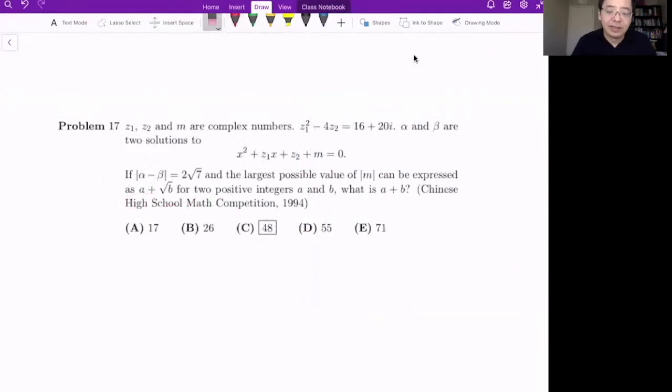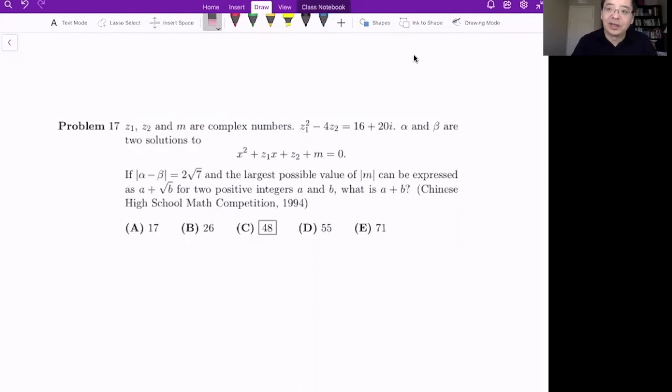Problem number 17. This is a problem about complex numbers combined with a quadratic equation. Okay, so this problem is from the Chinese high school math competition in 1994. That was the year that I participated in the math competition, the high school math competition. It was 26 years ago. When I look at this problem, I couldn't recognize it at all.